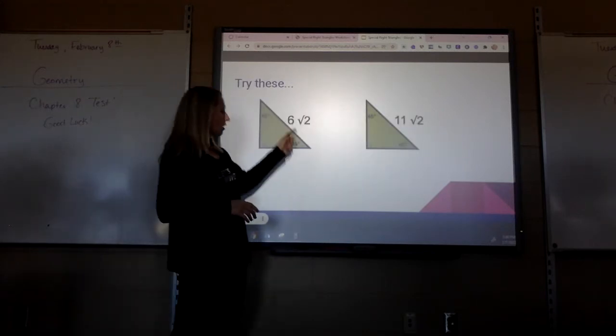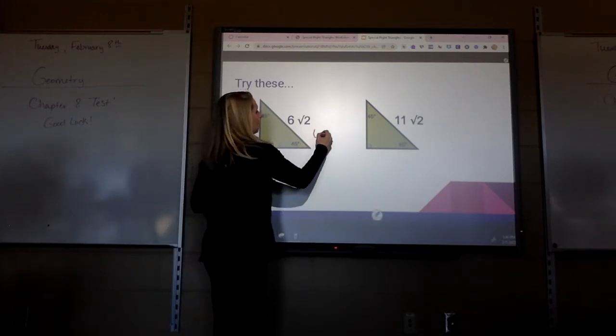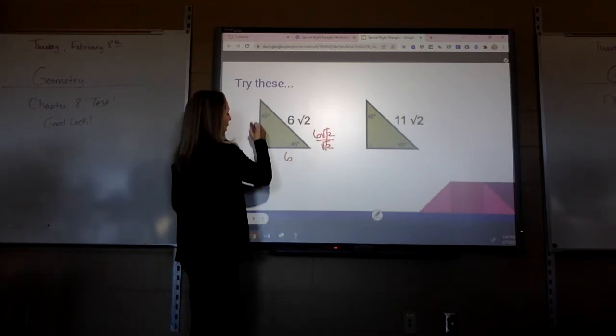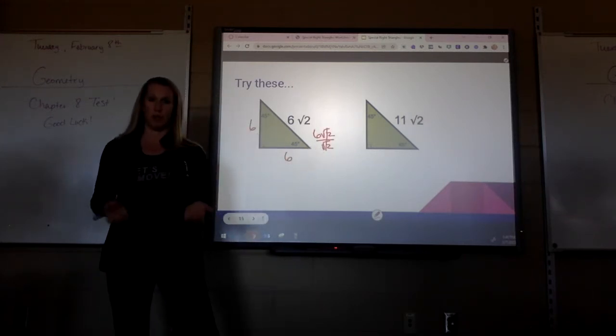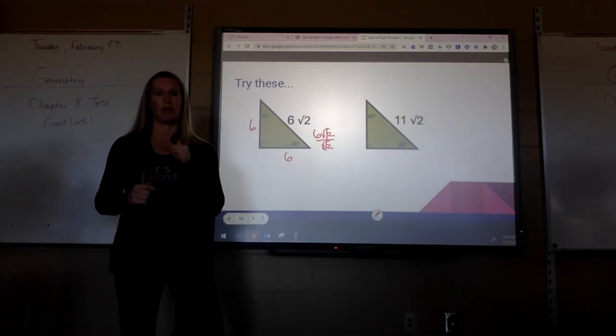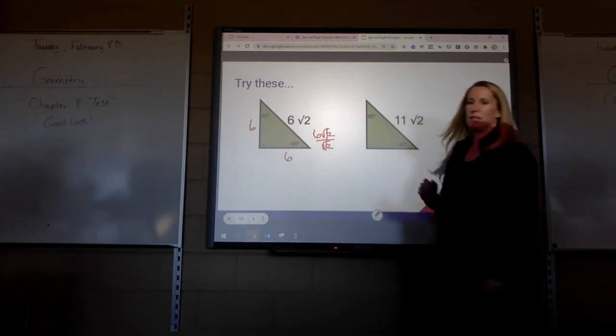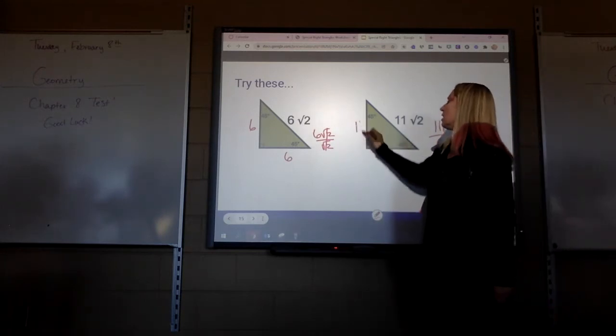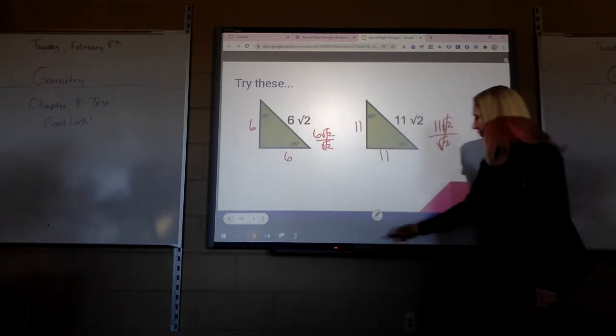So if this is 6 radical 2, what is 6 radical 2 divided by radical 2? Well, the radical 2's will cancel, and each side would be 6, which hopefully makes sense. The legs are the same. Hypotenuse is the leg times radical 2. So what about this one? 11 radical 2 divided by radical 2 would be 11. So the sides would be 11.